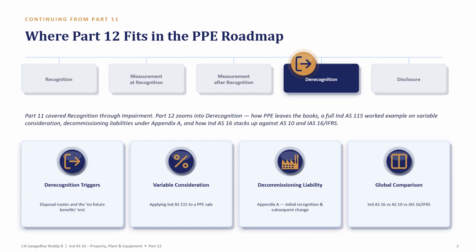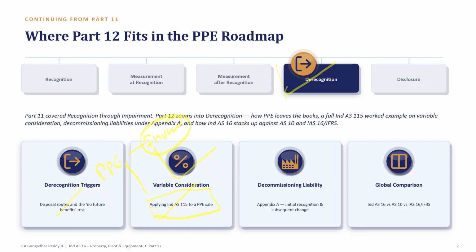In the previous video we have completed derecognition and its effects: when it triggers, what the variable consideration is and how you treat that variable consideration, and also how to apply IND AS 115 if you transfer your PPE to inventory. So we have completed those.